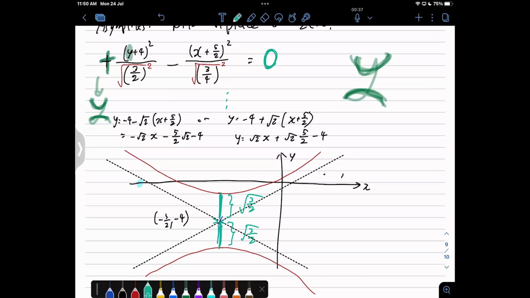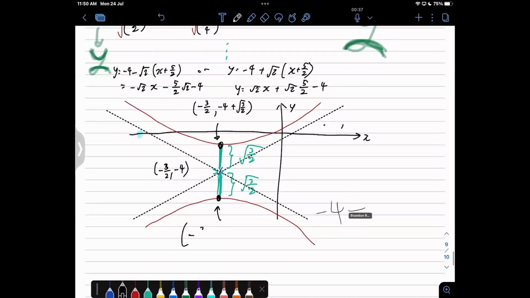Which means that this time, what's the coordinates of the point above here? Can you try? The center is negative 3 over 2, negative 4. So what's the coordinates above? Which one stays the same, X or Y? X stays the same. So it's negative 3 over 2 here, but the Y will be negative 4, and then you add on square root 3 over 2. Okay? How about this other point at the bottom? Negative 4 minus root 3 over 2. Very good. Okay, as simple as that.